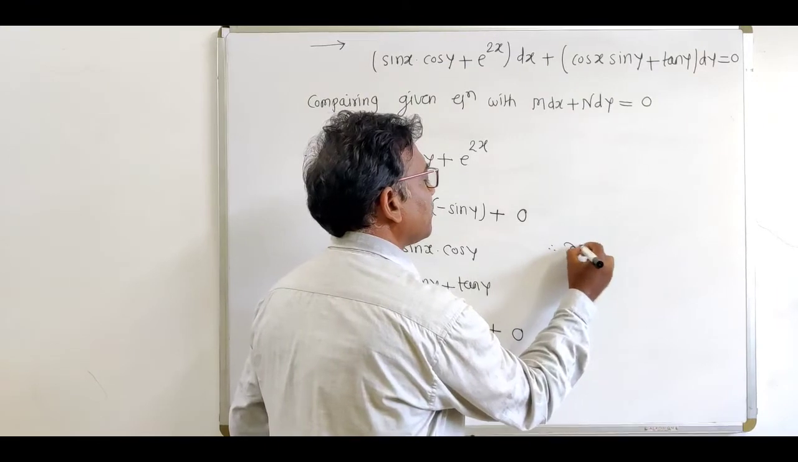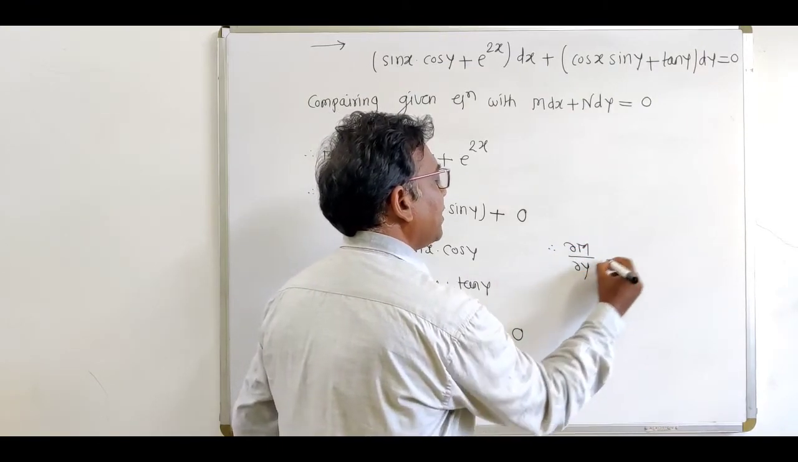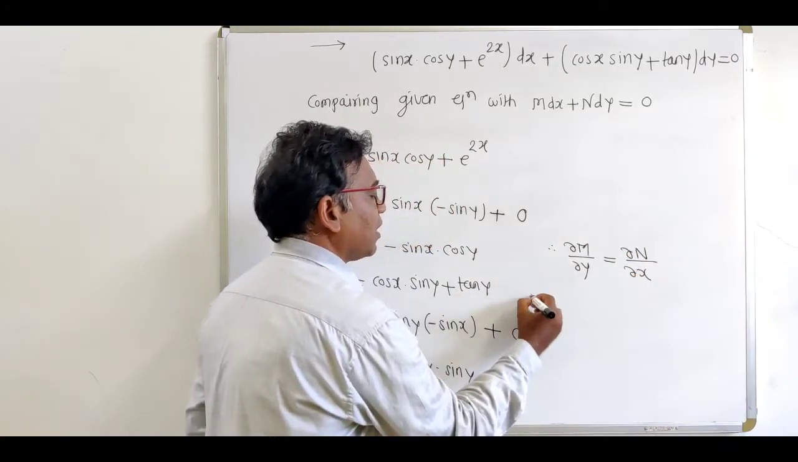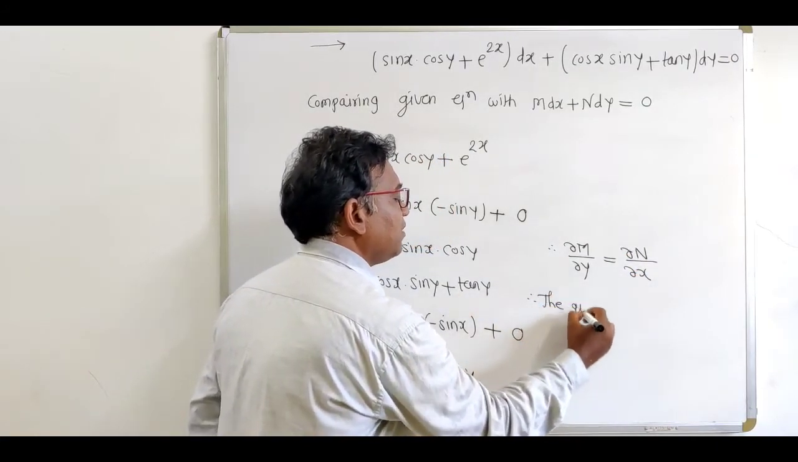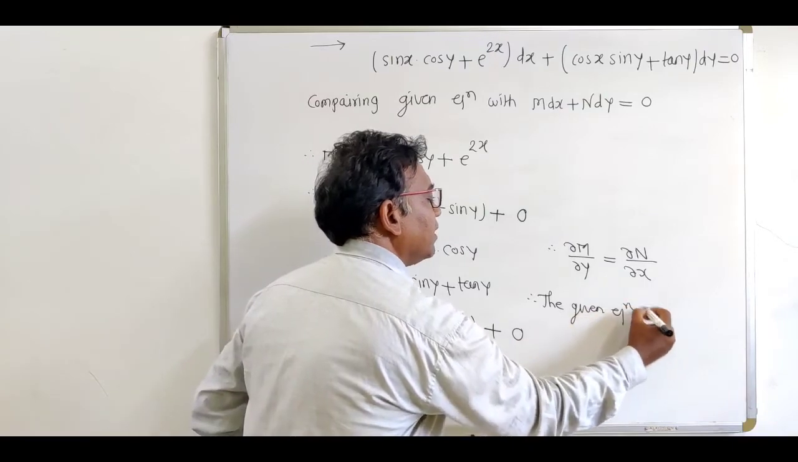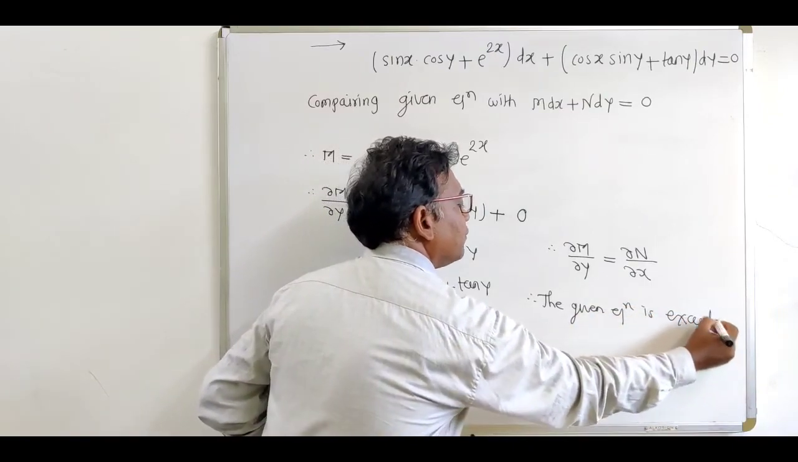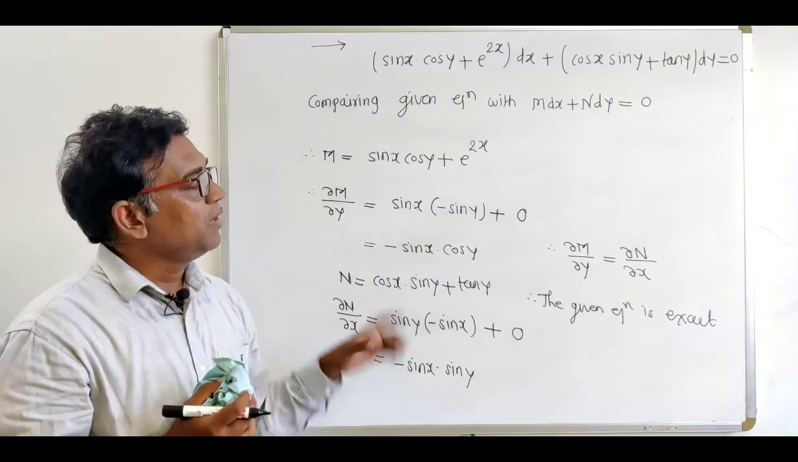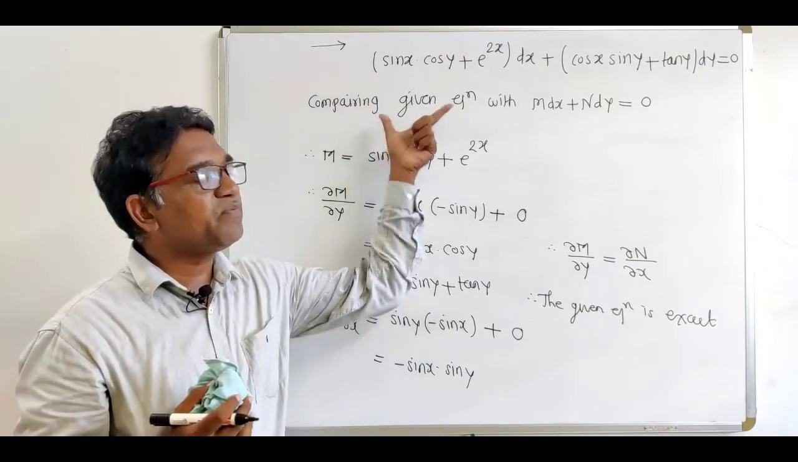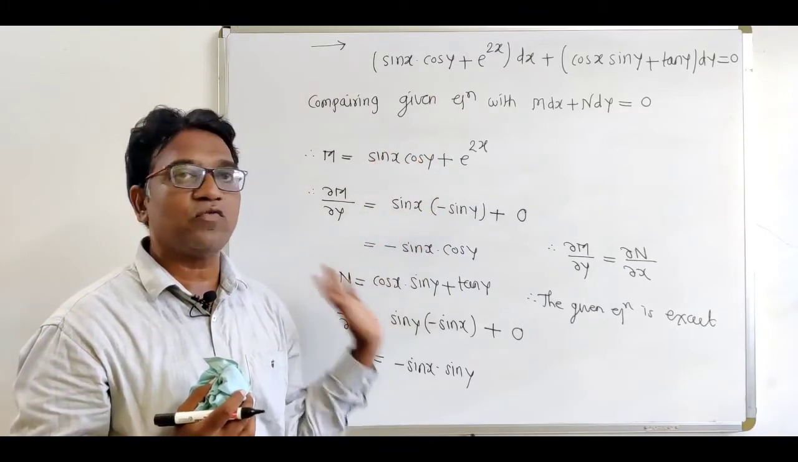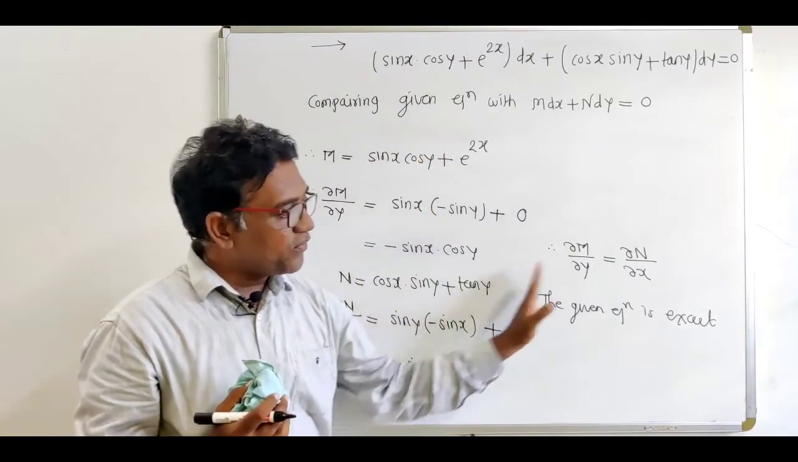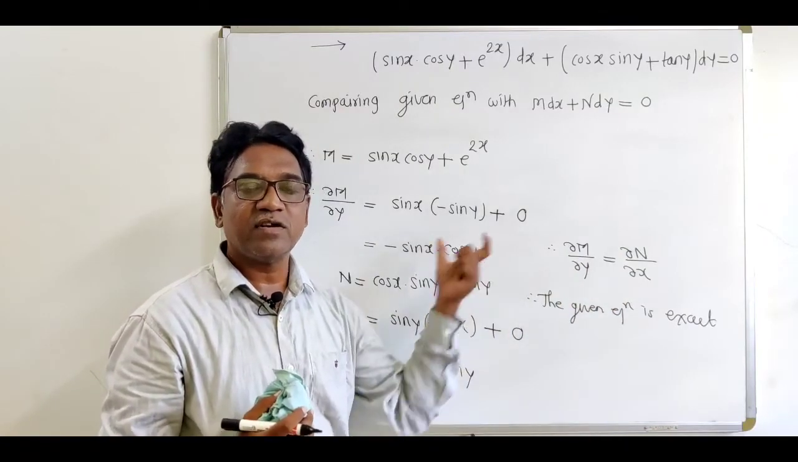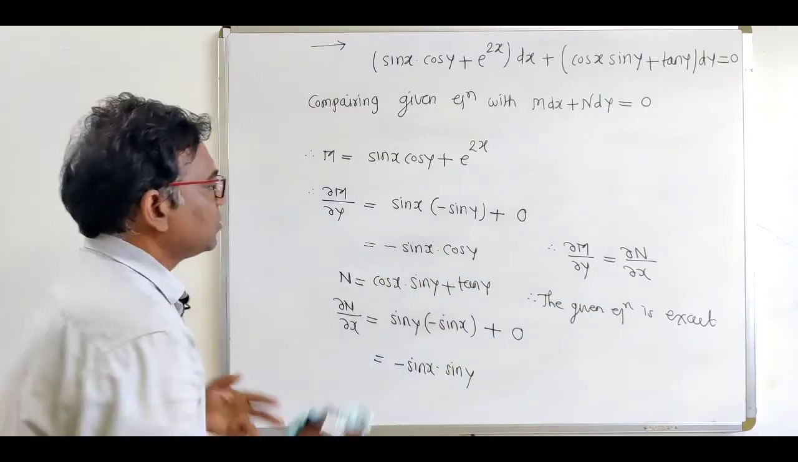So right here, therefore, del M by del y is equal to del N by del x. So what is our conclusion? Therefore, the given equation is an exact differential equation. So this is the first step. What is the first step? First of all, we have to check the given differential equation for exactness. If it is exact, then we can find its solution by a certain formula. So write down the solution.